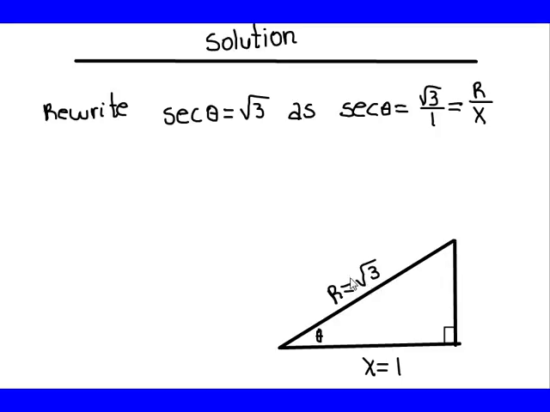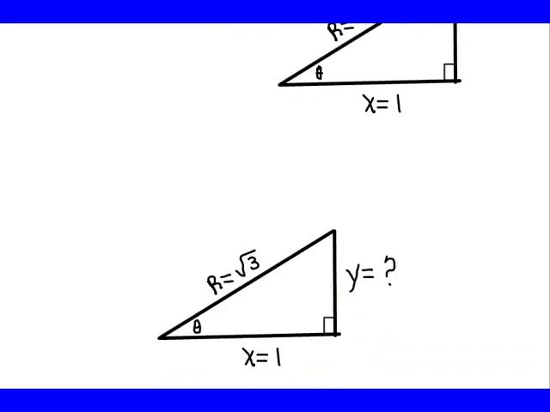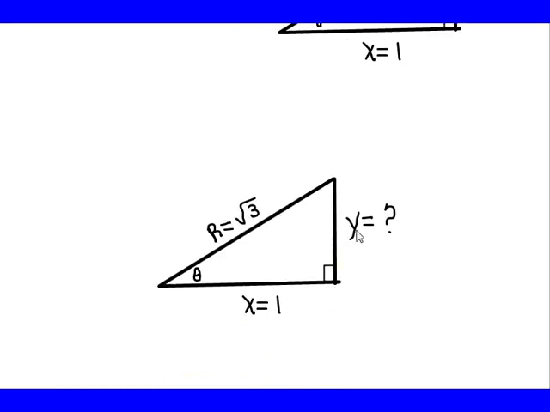So now the hypotenuse, which is r, is equal to the square root of 3. And x is our adjacent side, so we know that x is equal to 1. Well, there's something missing here, isn't it? What seems to be missing? I wonder what could be missing from this triangle. Well, let's take a look. Yes, we don't know what the opposite side is.